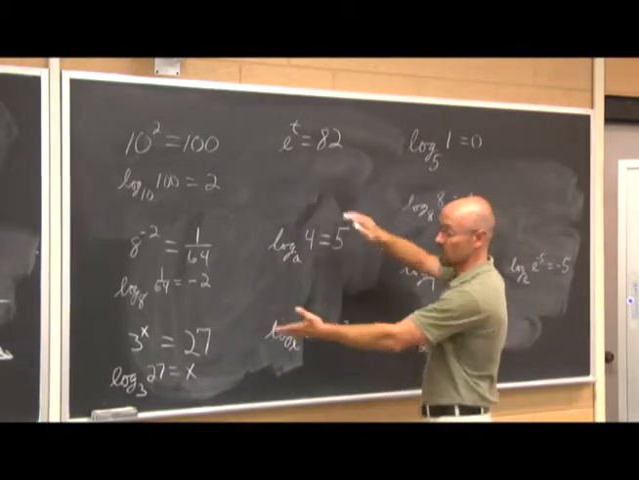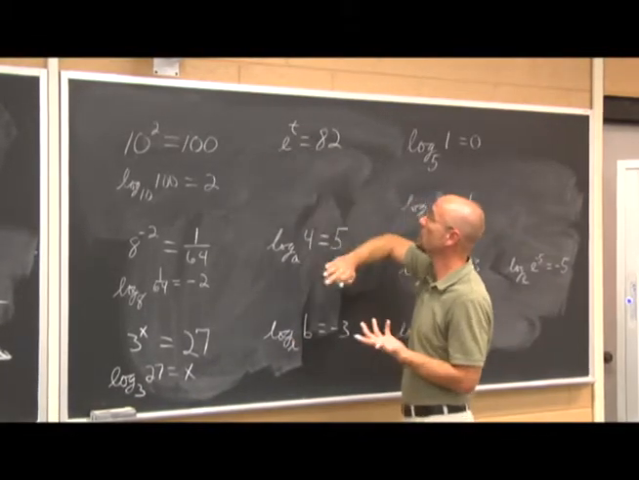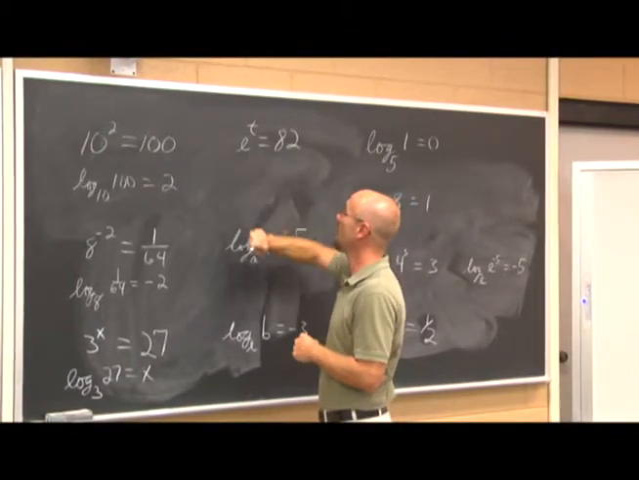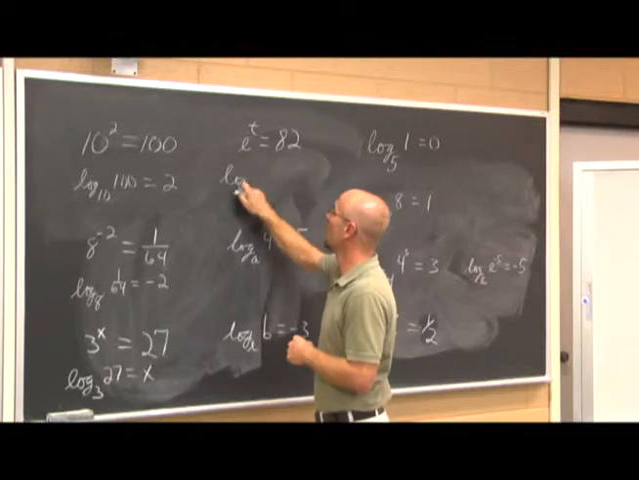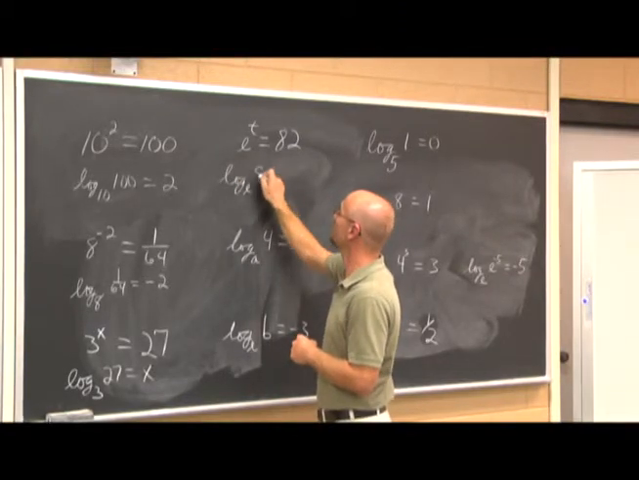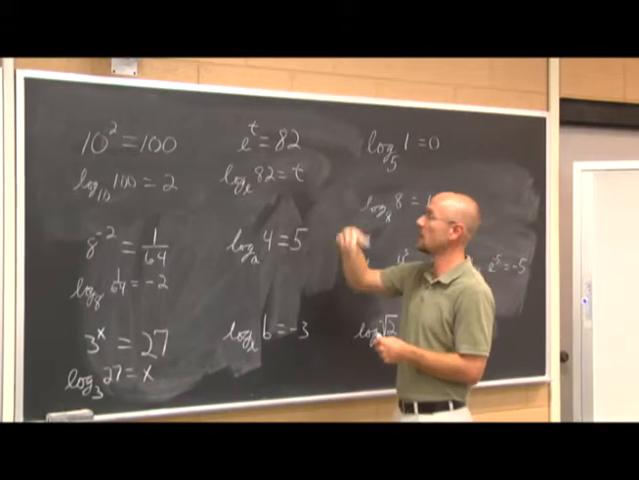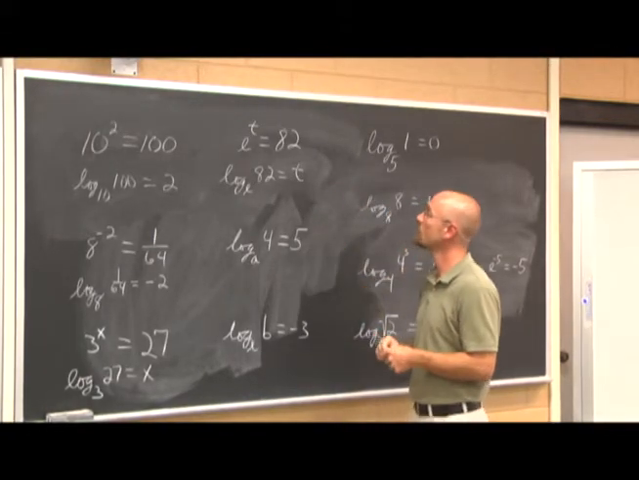Now let's look at this one. Very similar to the last one. I want to know what t is. I've got to get it all by itself so I can use a logarithm. The base is e, so I'm going to write log base e of 82 equals that power of t, switching my x's and y's, using that inverse.